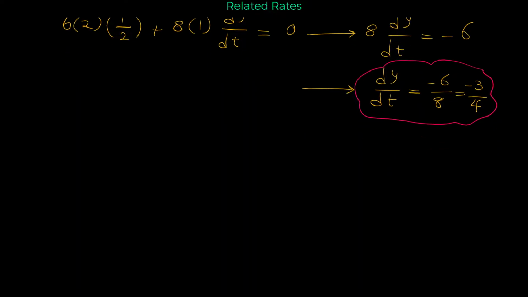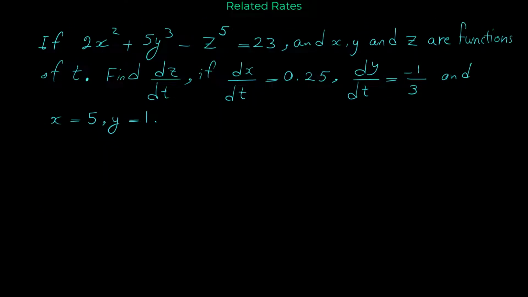Let me show you another example. If 2x² + 5y³ - z⁵ = 23, and x, y, and z are functions of t, it's important that x, y, and z are functions of t, so we can differentiate each of these variables with respect to t.